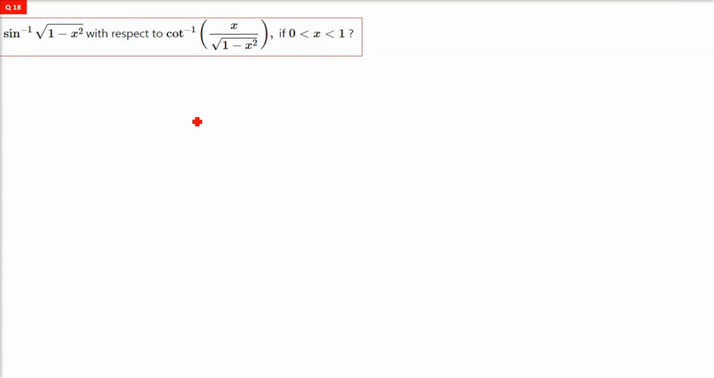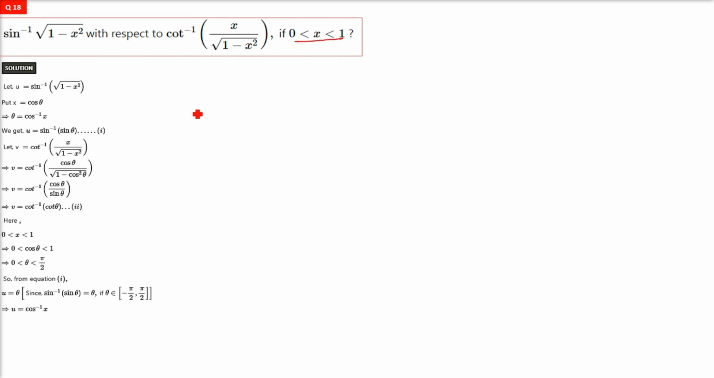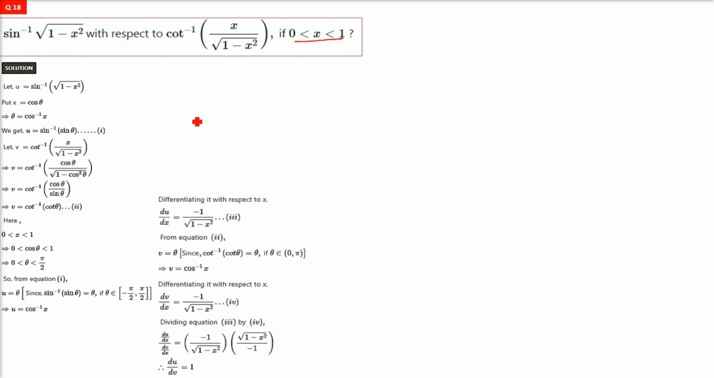Differentiate sine inverse under root 1 minus x square with respect to cot inverse x by under root 1 minus x square. x is between 0 and 1. So you have to check for this range 0 and 1 whenever we replace x by something. So x is equal to cos theta. Theta is cos inverse x. So we have sine inverse under root 1 minus x square. This is u, this is v. Let us do v first. So we have cot inverse of x by under root 1 minus x square, which is cos theta divided by under root 1 minus cos square theta.